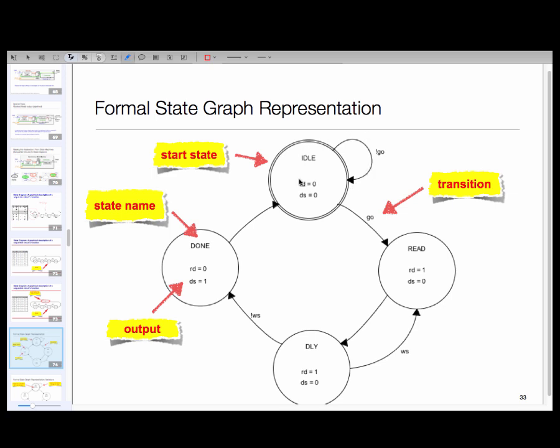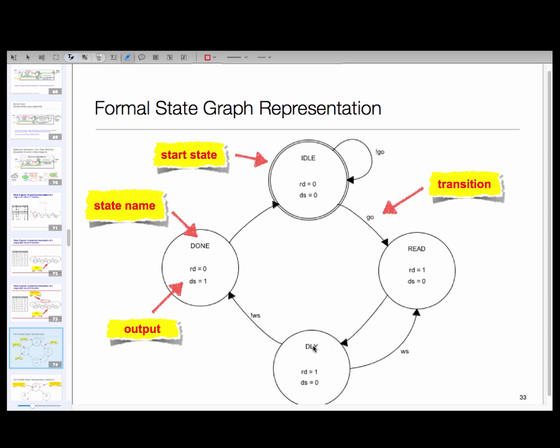And in this particular case, the system actually has two inputs. It has an input called go, and it also has an input called WS. So when I'm in the idle state, I only care about go. WS does not matter. So there are two choices. When I'm in the read state, there is this arrow going out from read to DLY, and there is no annotation on it. It basically says always take it. Okay, so I come to the read state, and in the next clock tick, I will move to DLY.